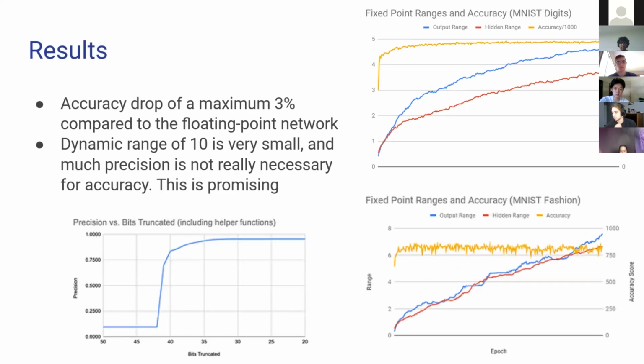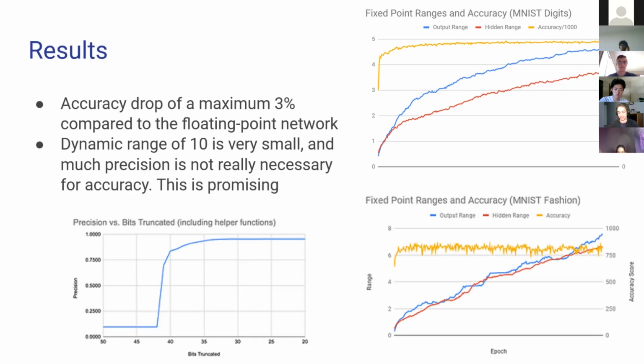Yeah, and so regardless of all these issues, at most, compared to a traditional floating point type of network, it was about a 3% drop in accuracy, which is actually extremely promising. And another promising result was that the dynamic range tended to be small, even though it did converge.